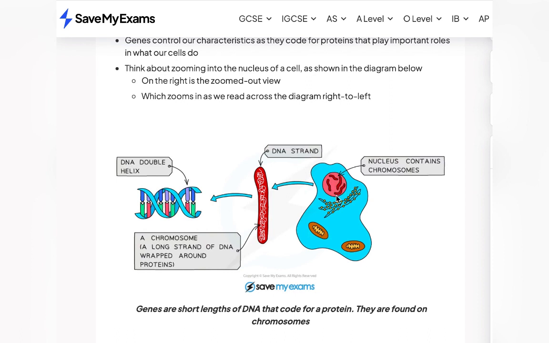Okay, each nucleus contains 23 pairs of chromosomes, right? 23 pairs means 23 from your father and 23 from your mom. So altogether there are 46 chromosomes inside the nucleus of the cells.